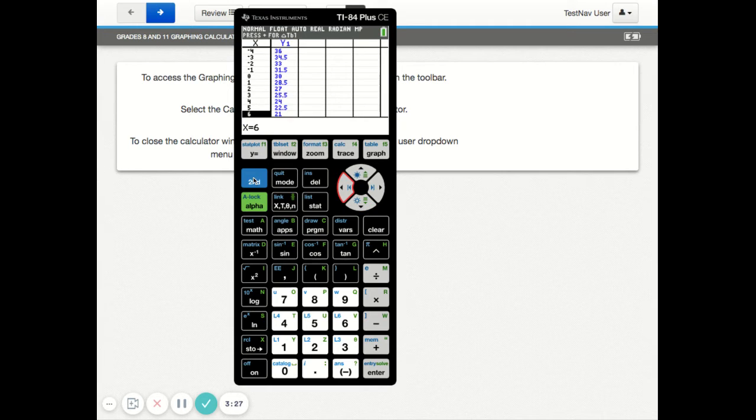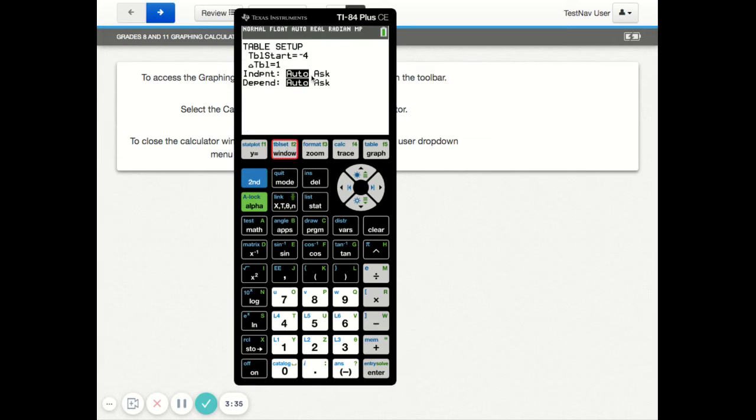If you would like to change where you're starting at, we hit second, table set. See the TBL SET, that's table set. This is your starting number. What number do you want to start at? This delta TBL stands for change in your table. So how much are you counting by? For example, let's say I want to start at 10 for some reason, and I'd actually prefer to count by 3s instead.